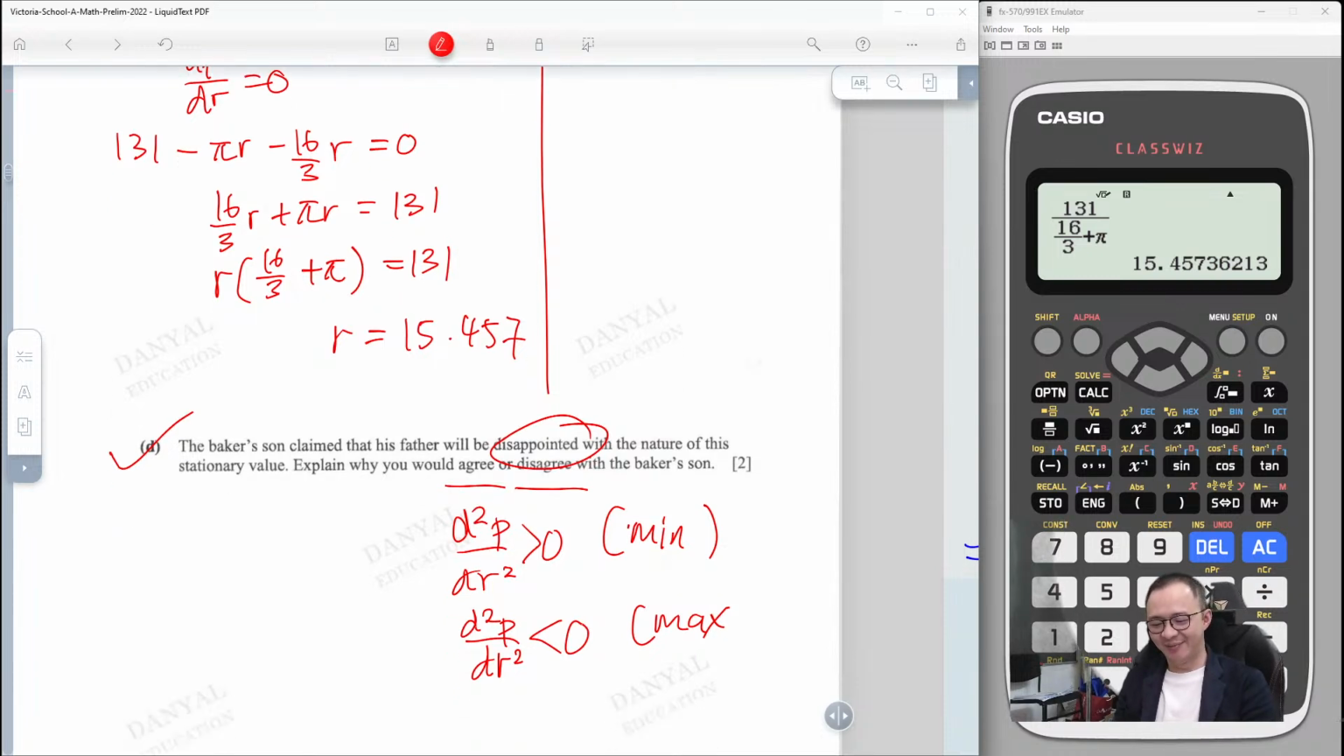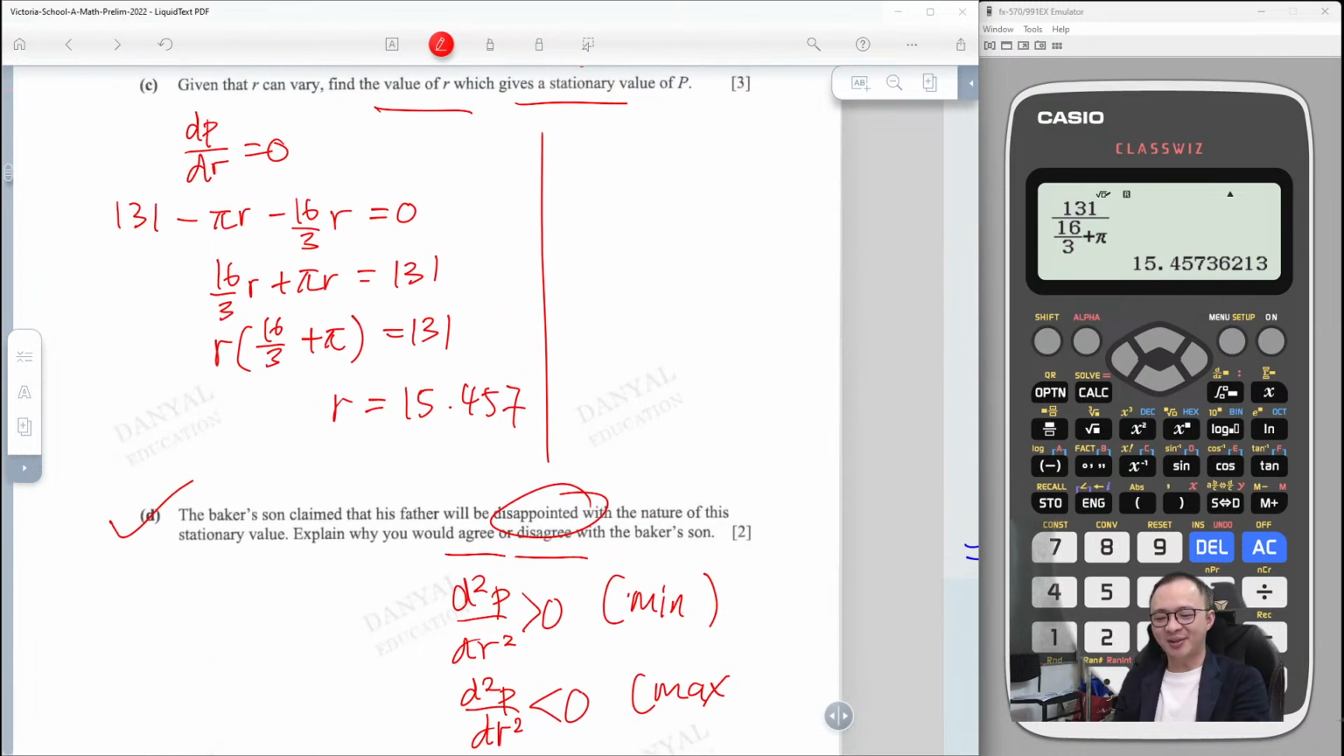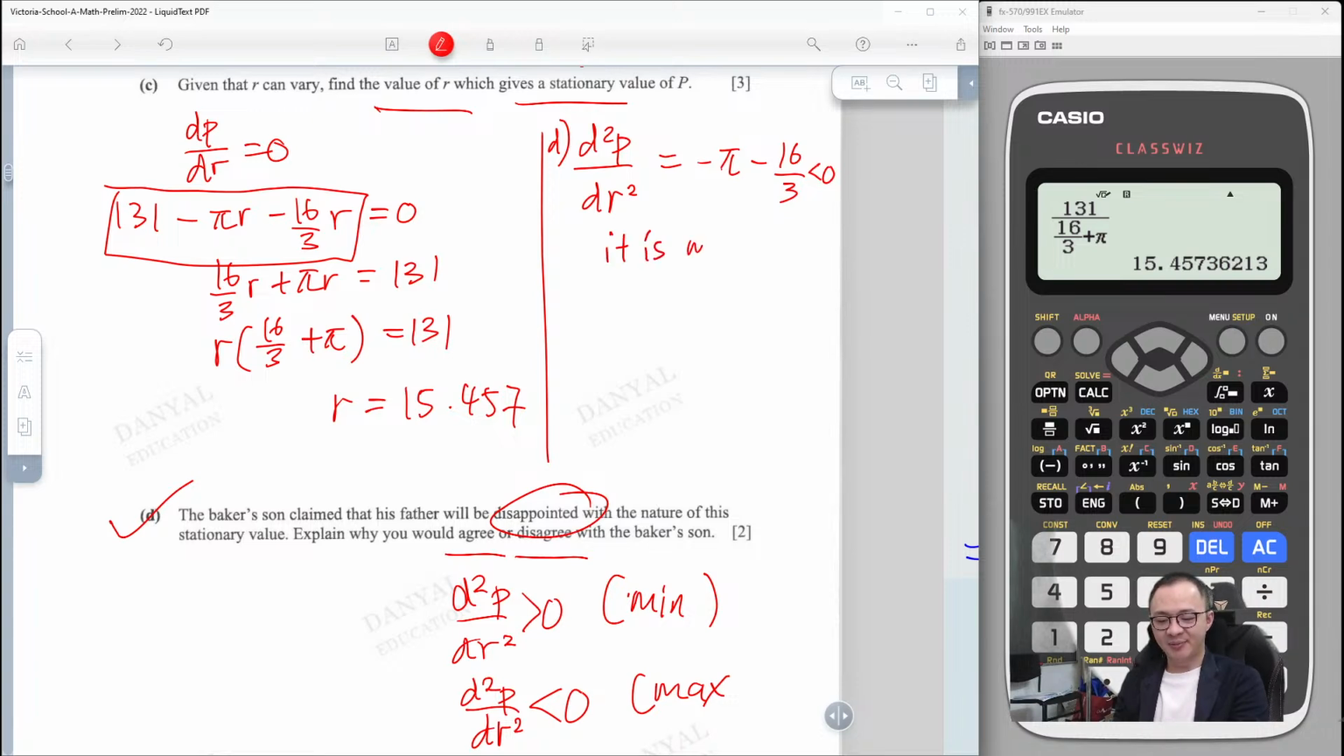Okay, I think it's some misunderstanding, but it doesn't matter. So I'm going to differentiate again. This is my dp/dr, right? So I do d²p/dr². Supposedly this one is for part (d)(i), d²p/dr². So this one should get negative π minus 16 over 3. So this one confirms it is less than 0, isn't it? So therefore, it is a maximum value.